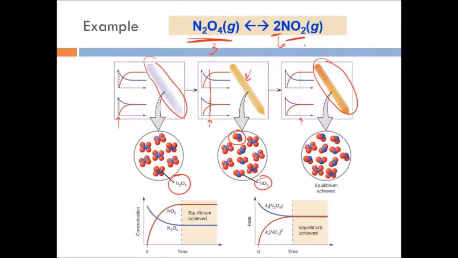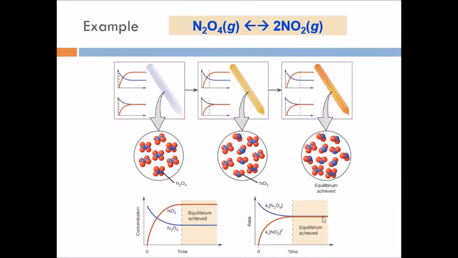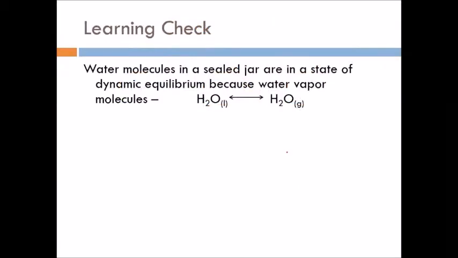And of course, products are favored because you have more of the product than you do of the reactant. So you have your concentration versus time graph here, showing how the concentrations get constant and remain constant. And then you also have your rate versus time graph, showing that the rate of the forward equals the rate of the reverse. All right, so learning check real quick.